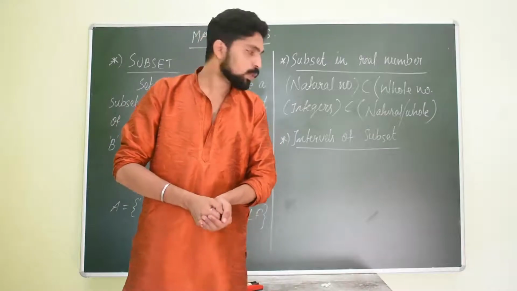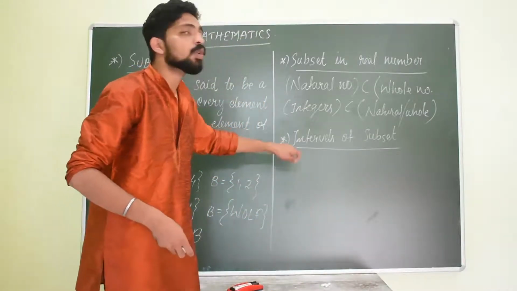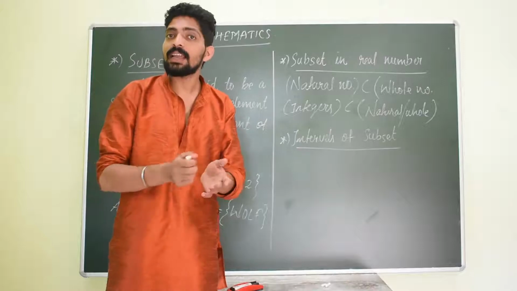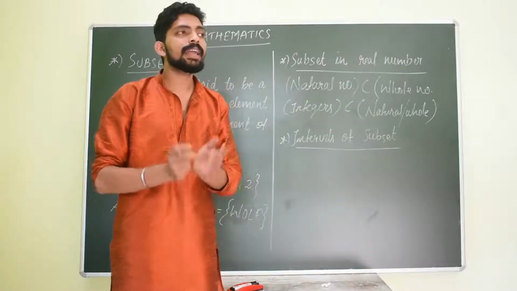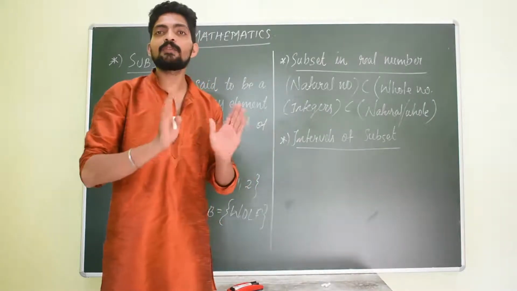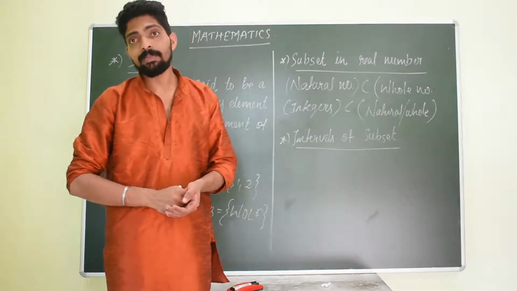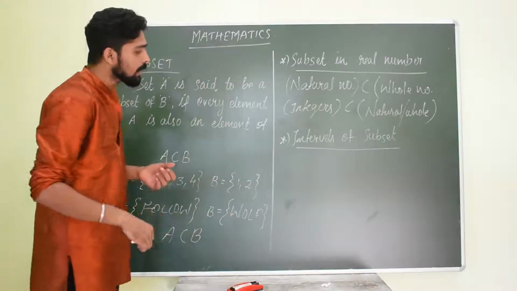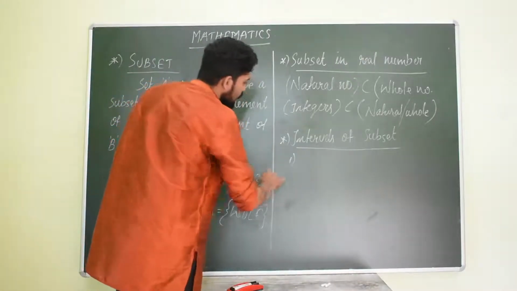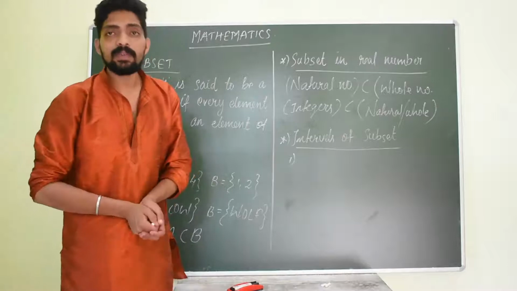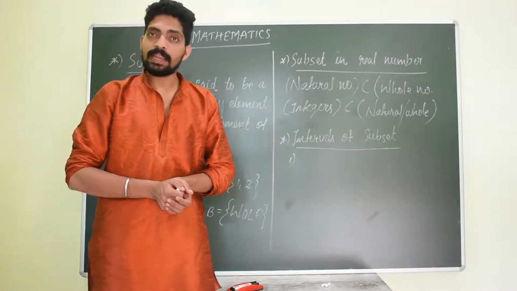Okay, and the next one, the intervals of the subsets, right? Interval means every set has a starting and an ending point, right? Simple example, we can say the first interval, right? Commonly we denote the intervals in brackets, okay, right?